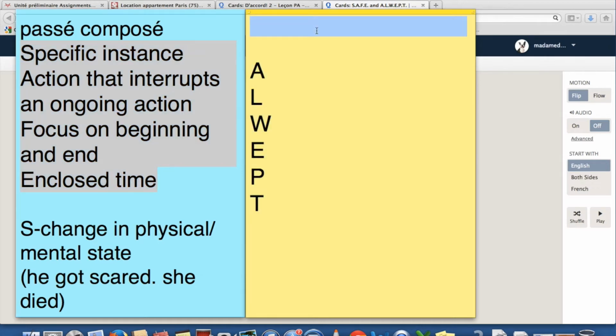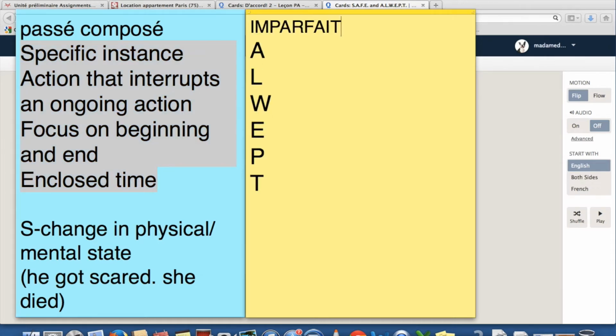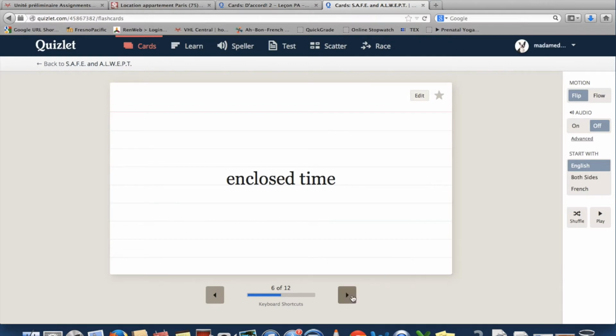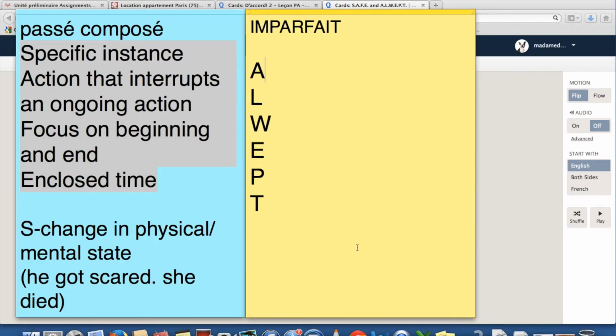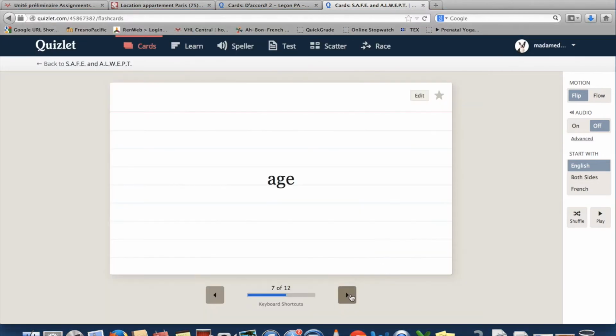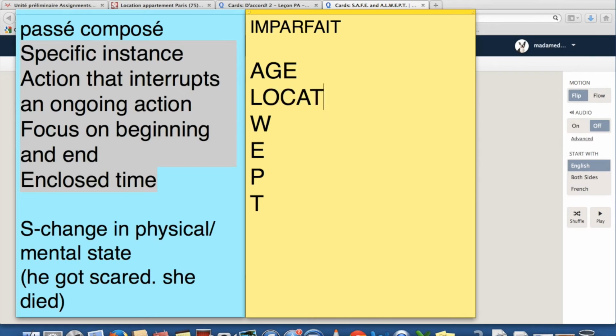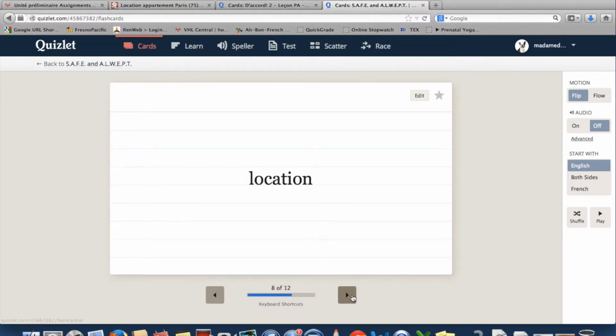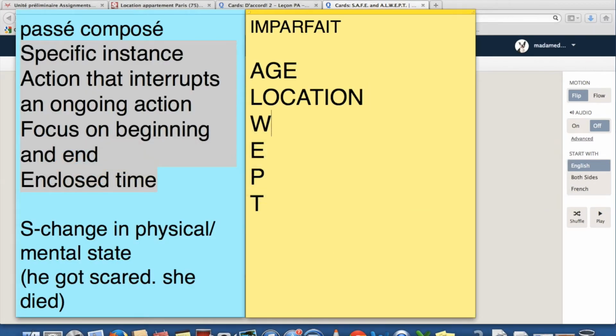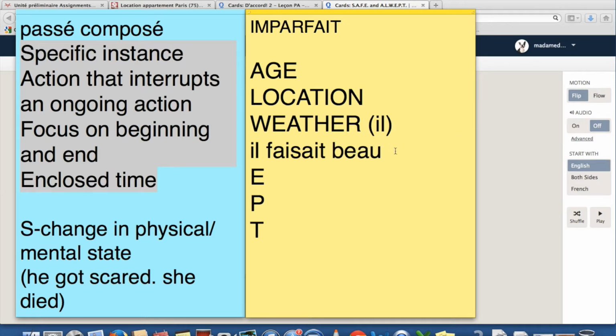Now, with imparfait, it has to do with ALL WEPT. Each one of these letters represents something that means when we would use imparfait. Imparfait is used when we talk about age in the past tense. Imparfait is used when we talk about location in the past tense. Imparfait is used when we talk about weather in the past tense. Remember, when we talk about weather, it is an il form only. For instance, il faisait beau. It was beautiful out.